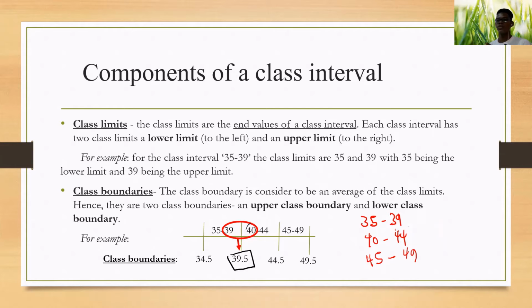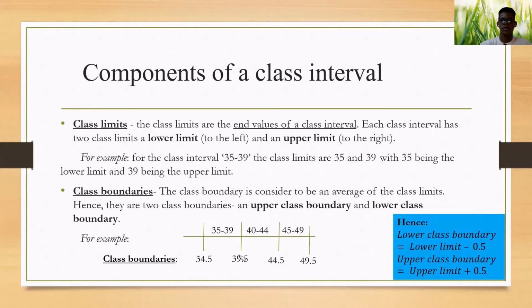Any questions or queries so far? Are we okay? We understand what class limits are, how they differ from class boundaries, and we also understand how to calculate our class boundaries. Now, this is what I said, right? But you guys identified this, not me. The lower class boundary is equal to the lower limit subtracted by 0.5, and the upper class boundary is equal to the upper limit plus 0.5.